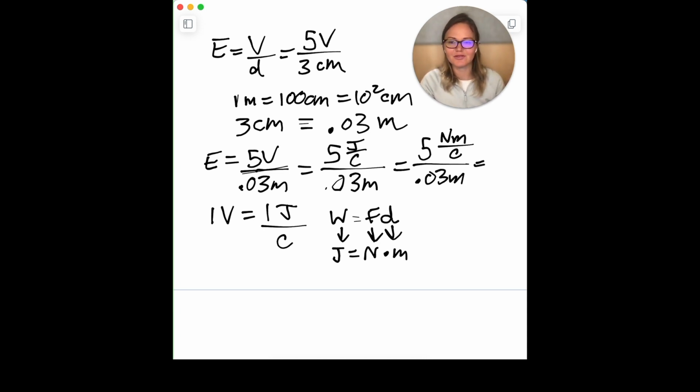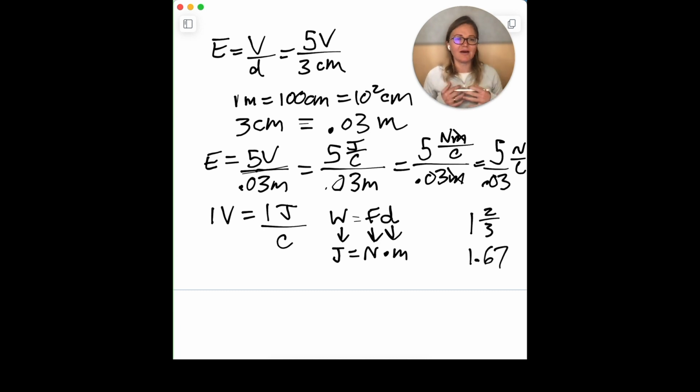Okay, now what's going to happen? Of course, our meters are going to cancel, and we get 5 newtons per coulomb divided by 0.03. And then it's just math at that point. And how would I personally solve that math? Well, I would ignore that decimal place for a minute and say, how many times does 3 go into 5? Well, 3 goes into 5 about once with 2/3 left over, which is going to be about 1.67. But because we don't have 3 and we have 0.03, that 0.03 is going to go into 5 a lot more times than 3 would.